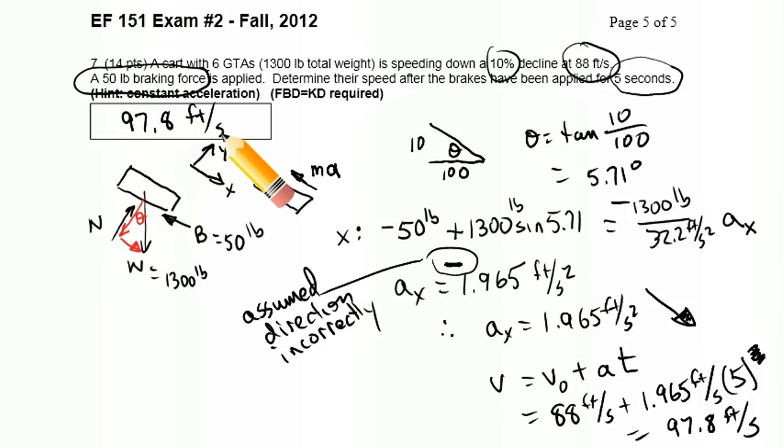The GTAs are having a lot of fun. They're actually still speeding down the hill at about 70 miles an hour now.